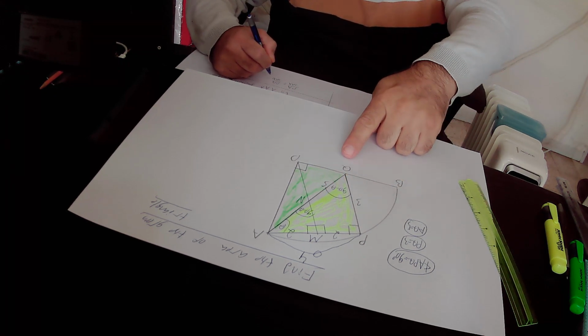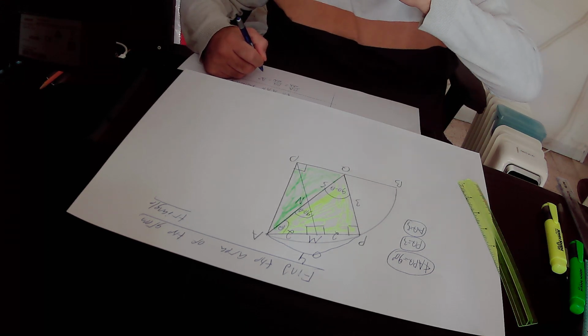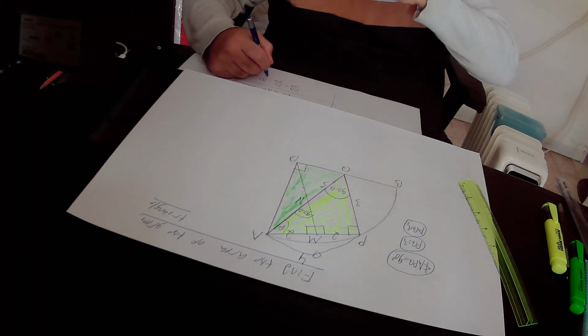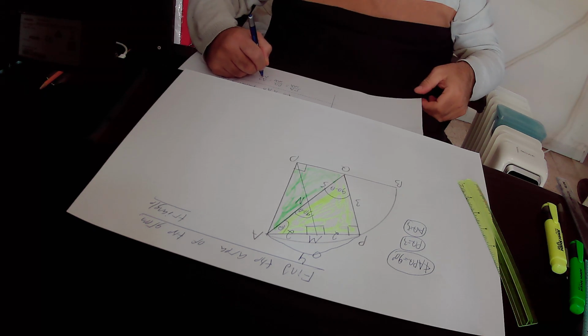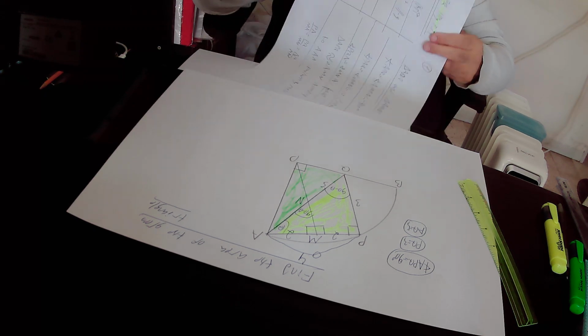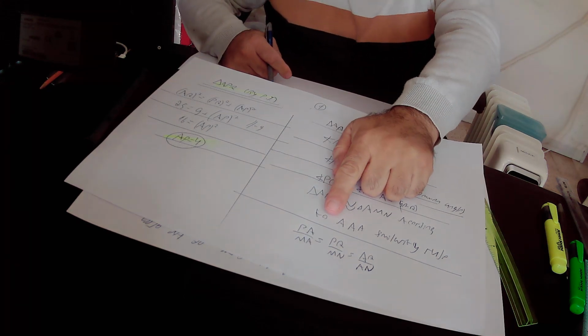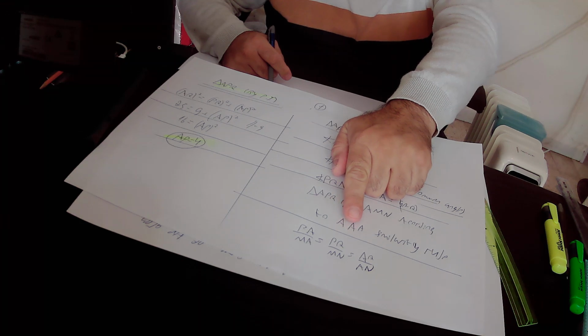and it is equal to AQ in the big triangle over AN in the small triangle. I repeat again, PA over MA equals PQ over MN equals AQ over AN.